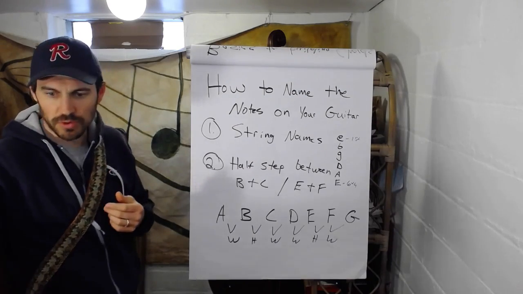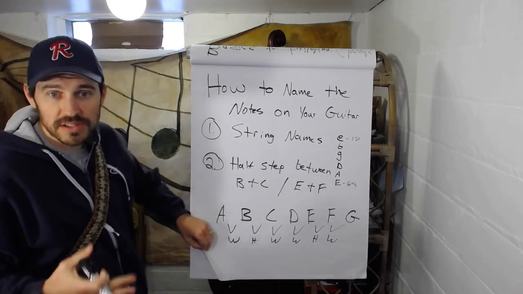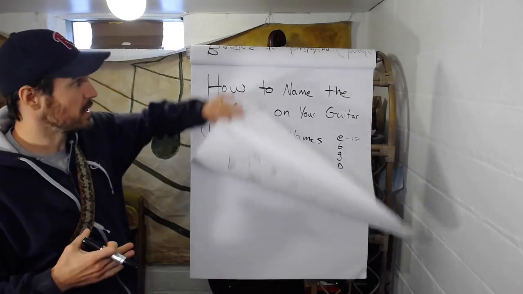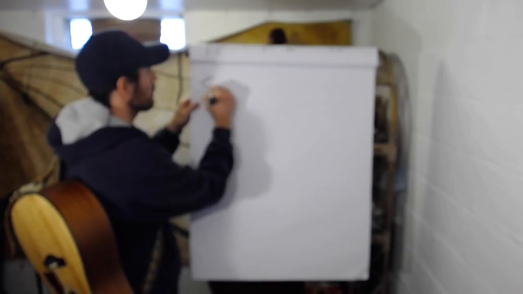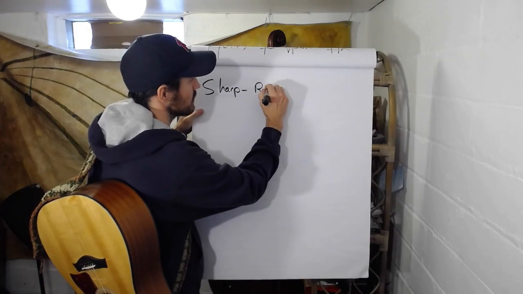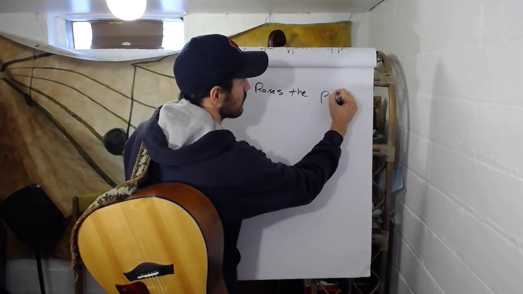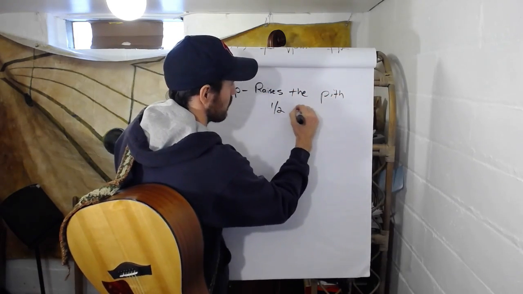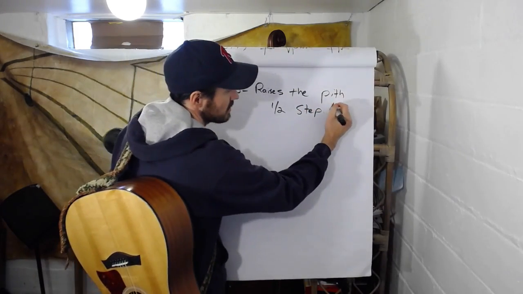So let's do sharps and flats real quick. What do a sharp and a flat do? Well, a sharp raises the pitch and a flat lowers the pitch, by a half step. Okay? So a sharp raises the pitch a half step.